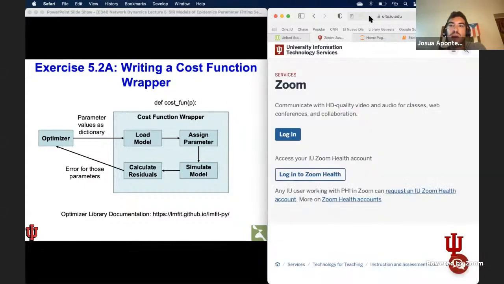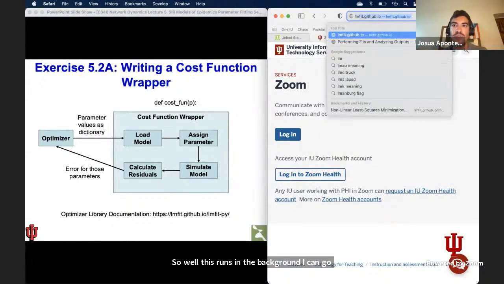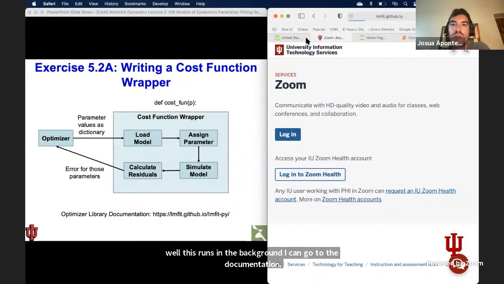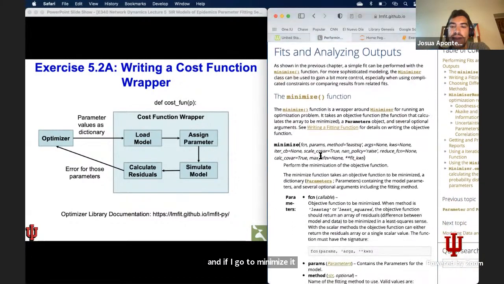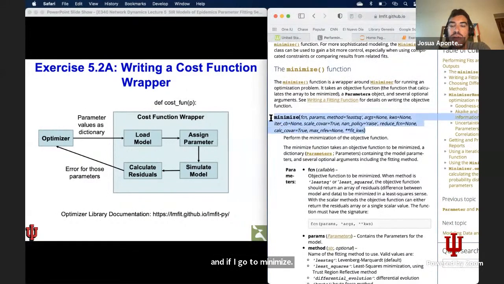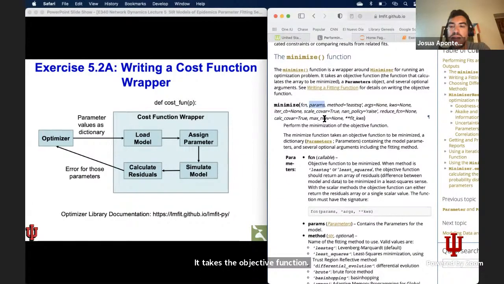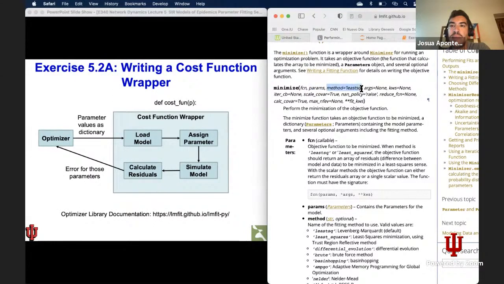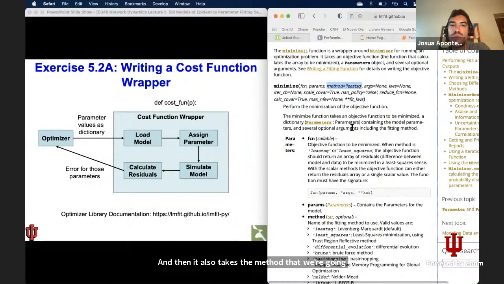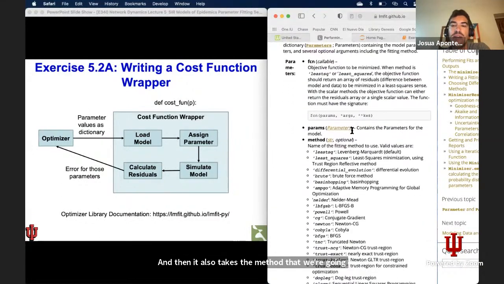So while this runs in the background, I can go to the documentation. And if I go to minimize, I can see what the structure of the minimize function is. It takes the objective function as an argument. It takes a parameters object that contains the parameters of the model. And then it also takes the method that we're going to be using. And here are some of the methods.